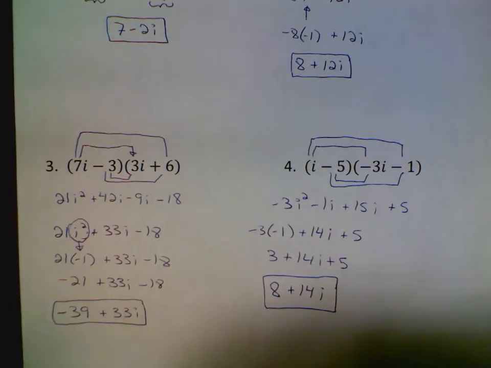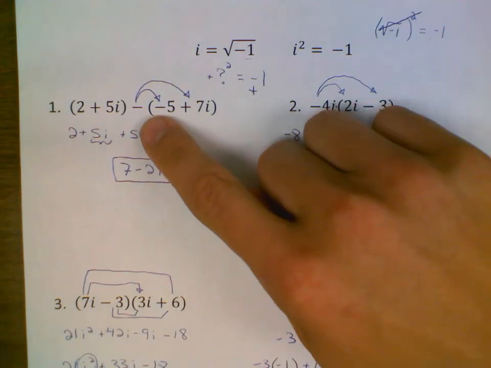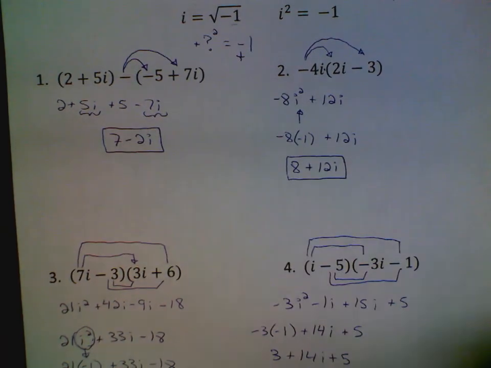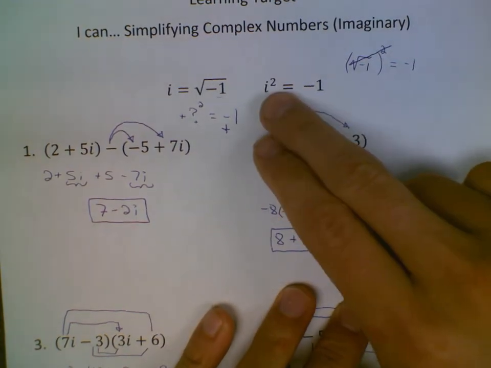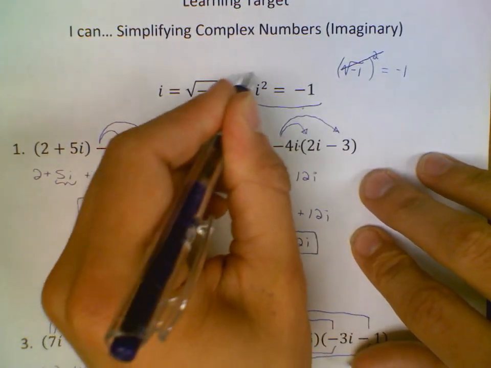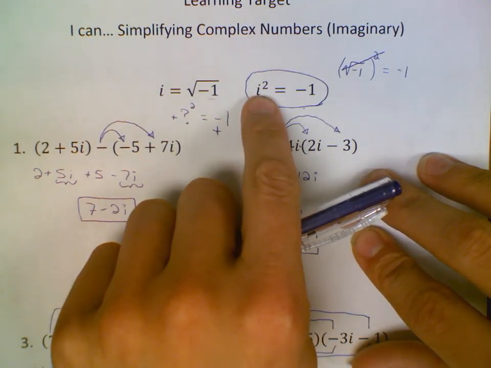Once again, whether you're subtracting, adding, or multiplying, it's the same thing you're used to when you're dealing with x's. The only difference with imaginaries is you need to remember that you can simplify an i squared because i squared equals -1.